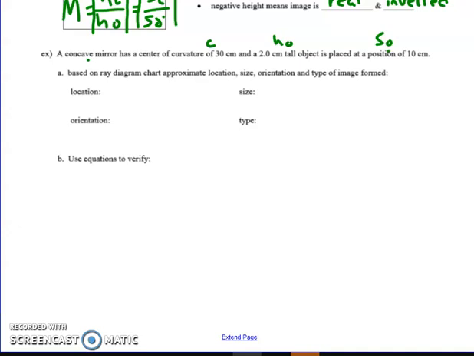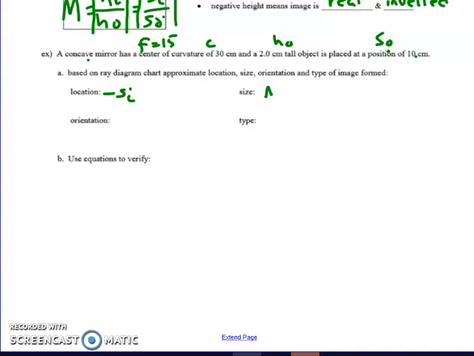So if C is 30, we can infer F is 15, because F is half of C, and we're at 10, so that's important. We know we're inside of F. For inside of F, if you look at the chart above, I've erased mine, we know the image location is going to be a negative image distance. It's going to be behind the mirror.